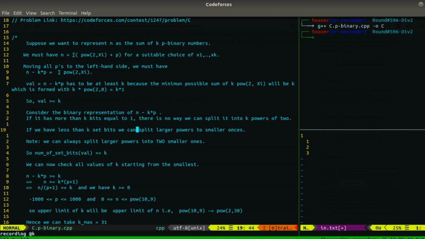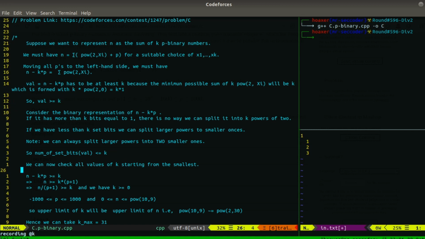It is nothing but we can always split larger powers into two smaller ones, right? So the number of set bits that you're having in this particular value should be less than k. This is another condition that should be satisfied. To achieve this, n minus k into p is equal to the sum of two powers of x. So in order to satisfy that condition, we need to satisfy these two conditions first.